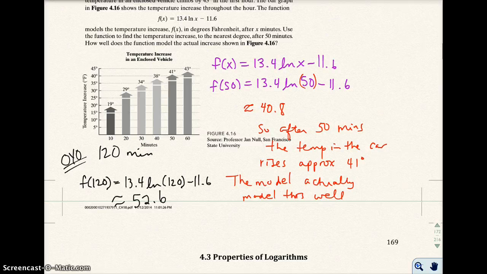Okay, on your own, I did 120 minutes and I got approximately 52.6 degrees. So it rises about 53 degrees. Actually, this model is for throughout the hour, so it might not be the best thing to use here, because 120 minutes is past the hour. But I wanted to make sure you could use a calculator to input that.